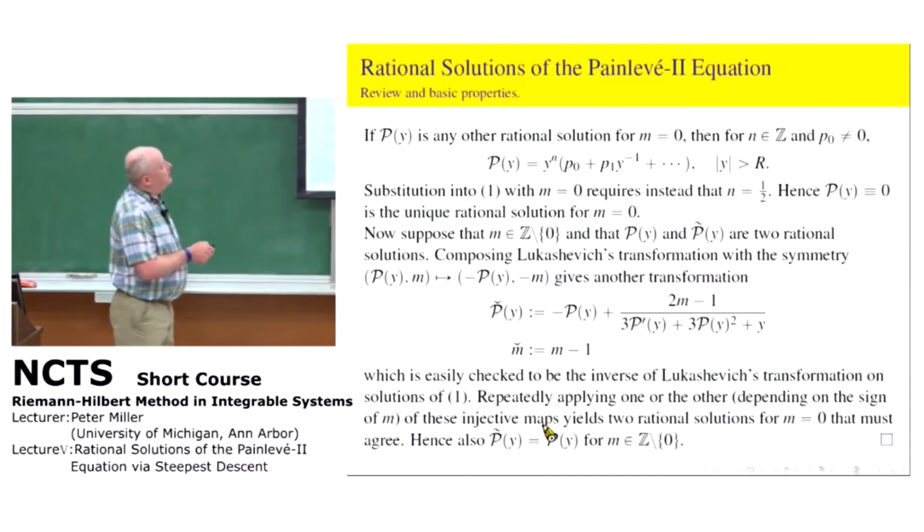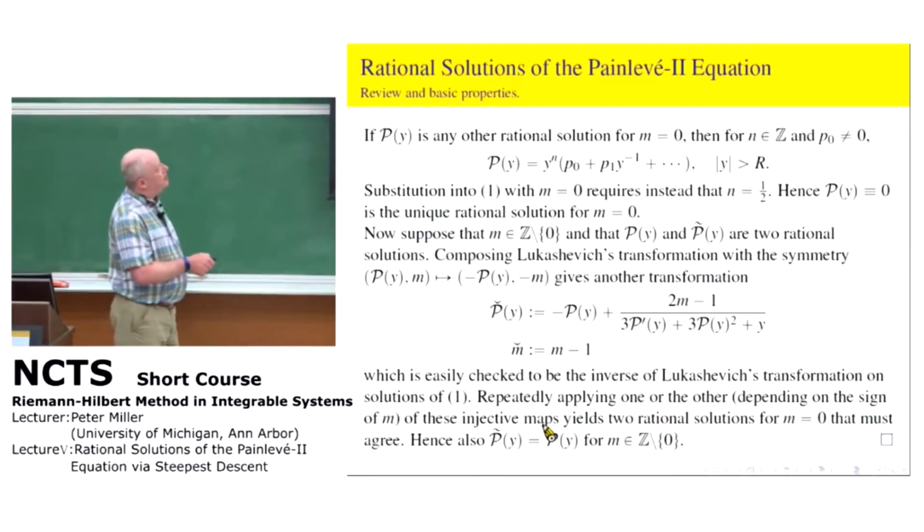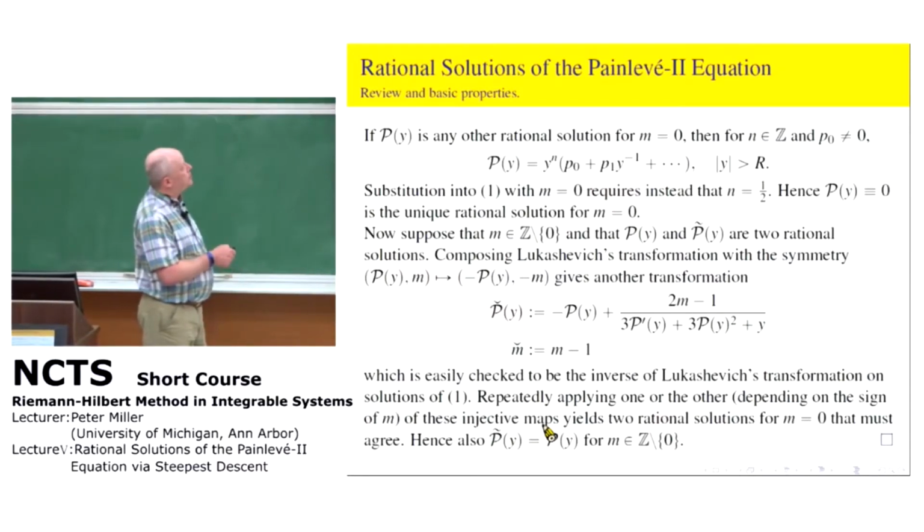But now suppose that m is a non-zero integer and that p and p tilde are two rational solutions for that value of m. So what you can do is compose the Lukashevich formula with the symmetry that we indicated to change the sign of m, and that gives a different transformation that you can write down here explicitly. And here the effect is to decrement the value of m. So what's interesting is if you compose this one with the Lukashevich formula, then you can check that they are inverses to each other. Okay?